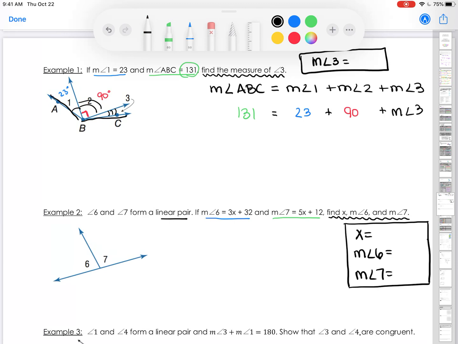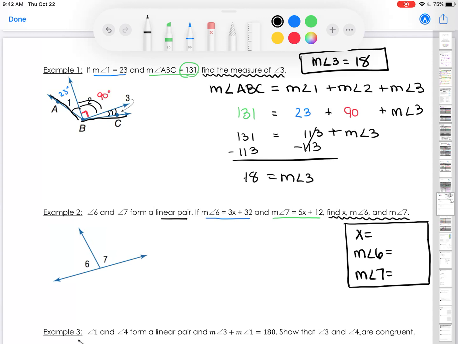So now all I have to do is really simplify this and solve like I'm in Algebra 1. So 23 plus 90 is going to give us 113. Okay, then I'm going to subtract 113 from both sides. And that's going to tell us that we have 18 equals the measure of angle 3. And since that's what I'm looking for, the measure of angle 3 is going to be 18. Just don't forget to actually write out your answer.